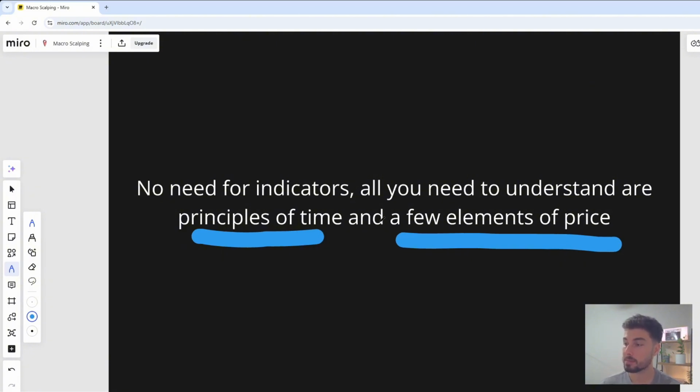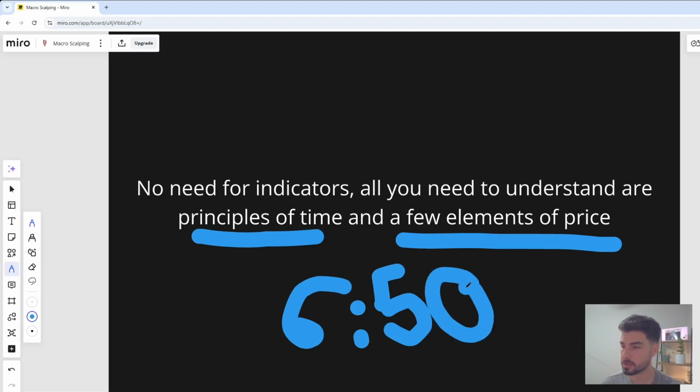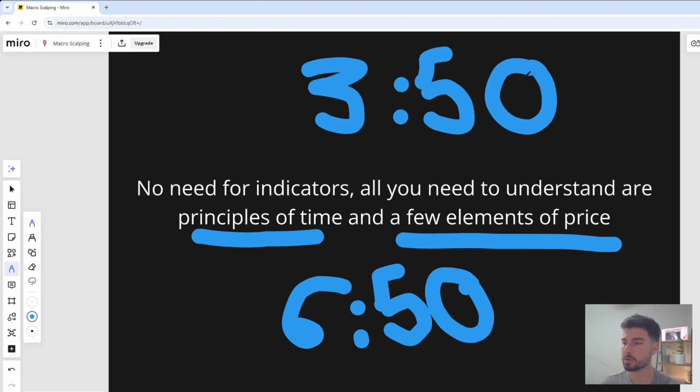Time in this case is the macro. They exist all day. Literally from the open, right? From 6:50 p.m. Asian session to 7:10 is the first macro. And the last macro is called the end of day macro, which is a good one to look into. And that's from 3:50 p.m. to 4:10 p.m. And everything here that I talk about is in New York time.